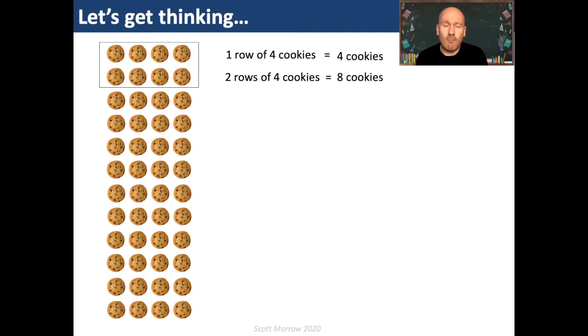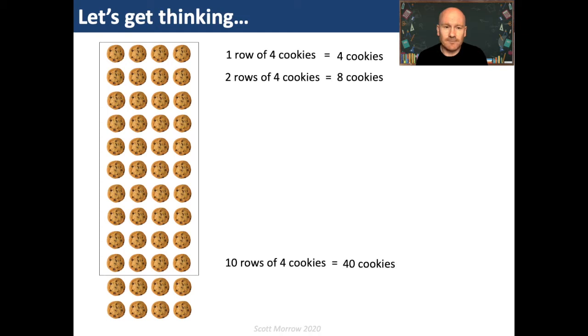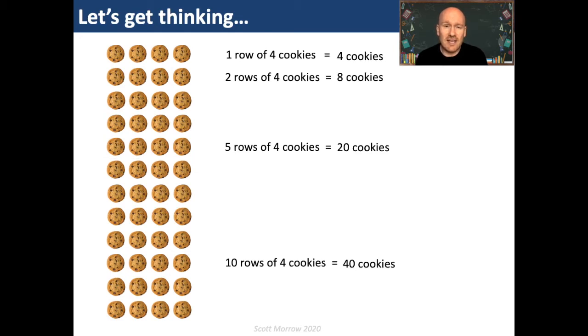We're going to jump on and we're going to go to 10 rows of 4. And in 10 rows of 4, I know I've got 40 cookies altogether. And then the next one that I think is easy is 5 rows of 4. And in 5 rows of 4, I've got 20 cookies altogether. So what I'm going to do is I'm going to highlight those because they are going to be useful to help us work out the others.